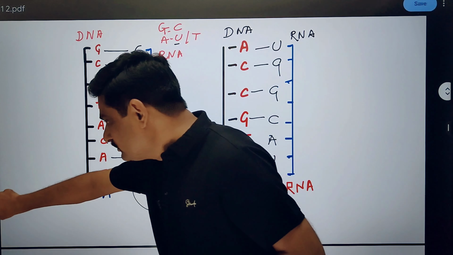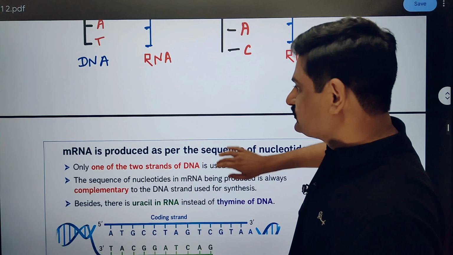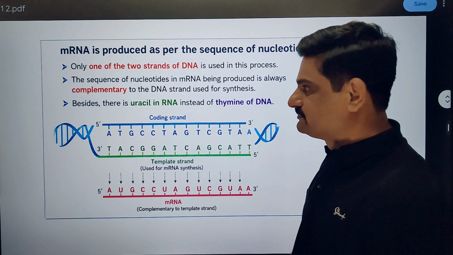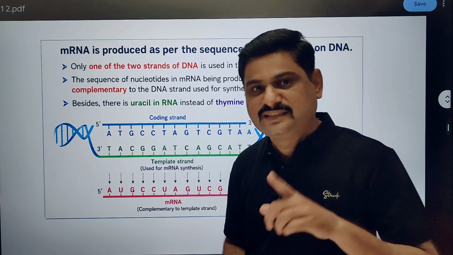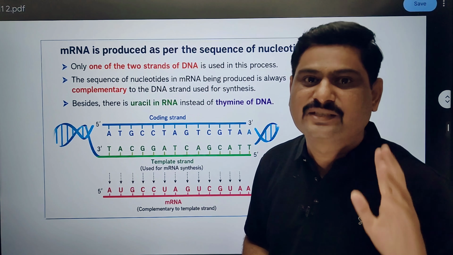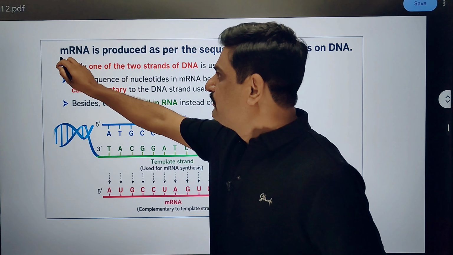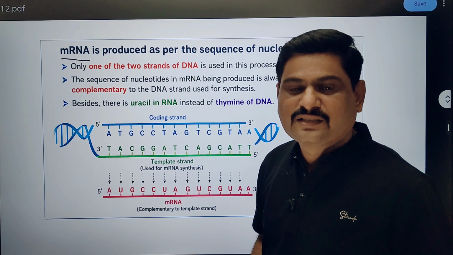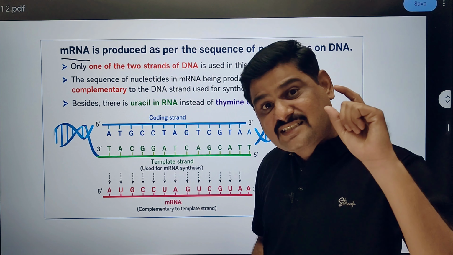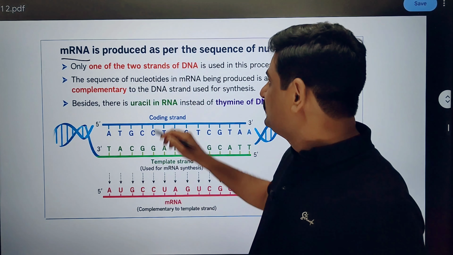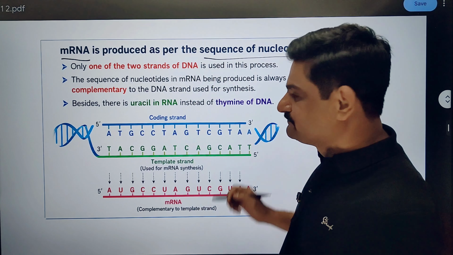Clear? Now in the whole process which we are discussing about transcription, three points are very important. One, its definition. What is the definition? What are we making here? mRNA, or any RNA. So mRNA is synthesized as per the nucleotide sequence of DNA.